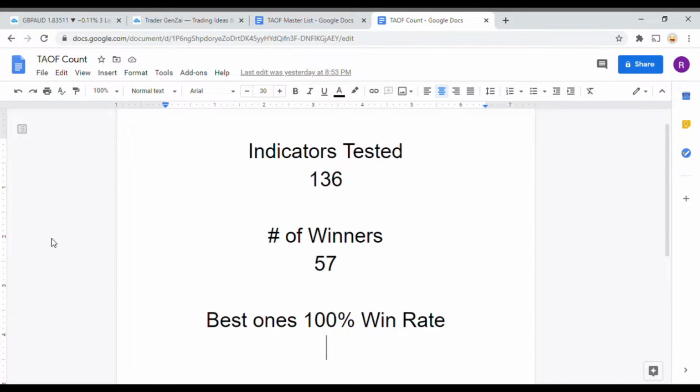So to date, we have tested 136 indicators. And out of those 136 indicators, 57 of them have been winners, which means that they have met or exceeded the 60% win-loss ratio threshold that we have set for them. The best ones so far were able to achieve a 100% win rate.